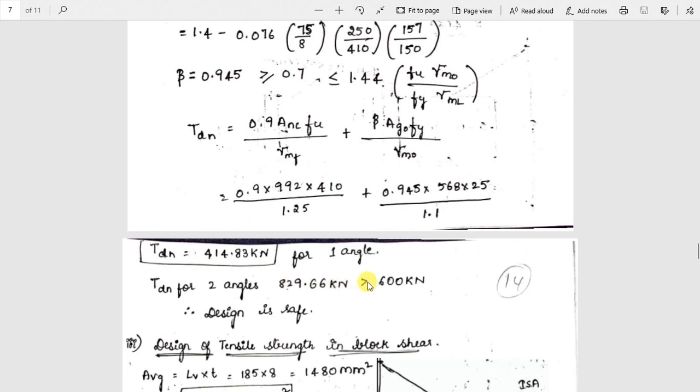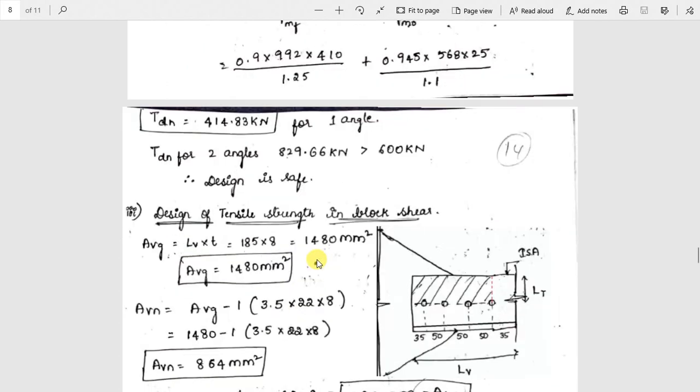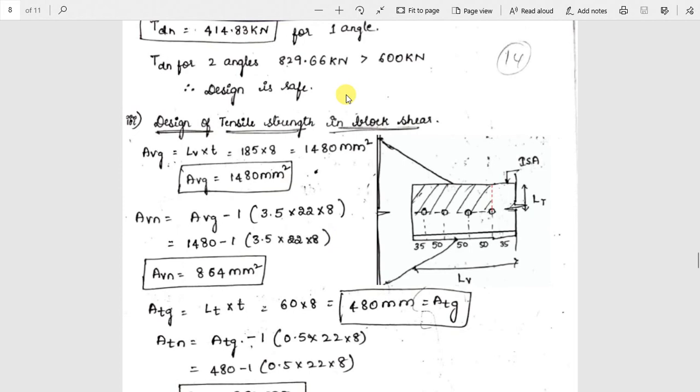So it is obviously greater than the factored load acting. So it is safe from the point of rupture also. Now going on with the block shear failure. So this particular block will be separated.